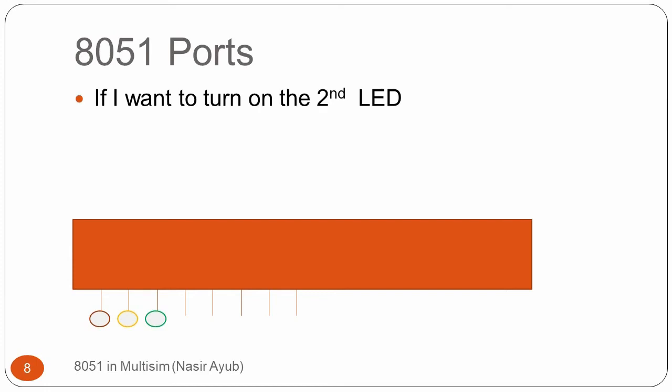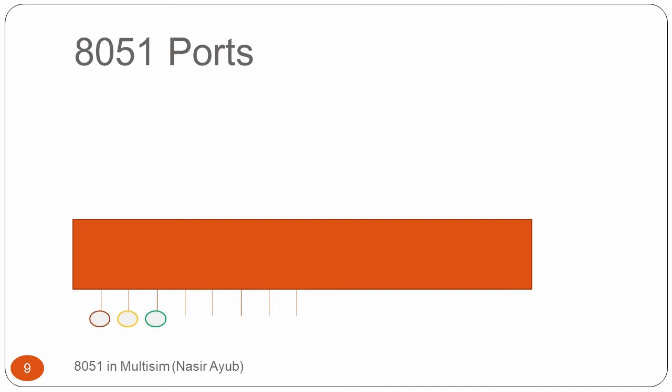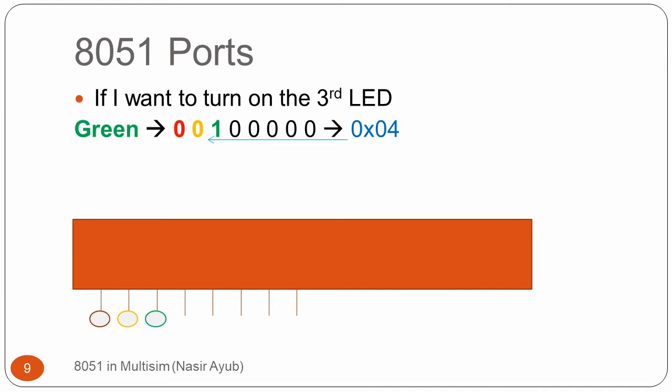If I want to turn on the second LED, in this configuration it's 0x02, for orange. The third one should be pretty straightforward now. If I want to turn on the third LED, that is green, so in my code I will write P1 equals 0x04. That will turn on the third pin, the green LED.